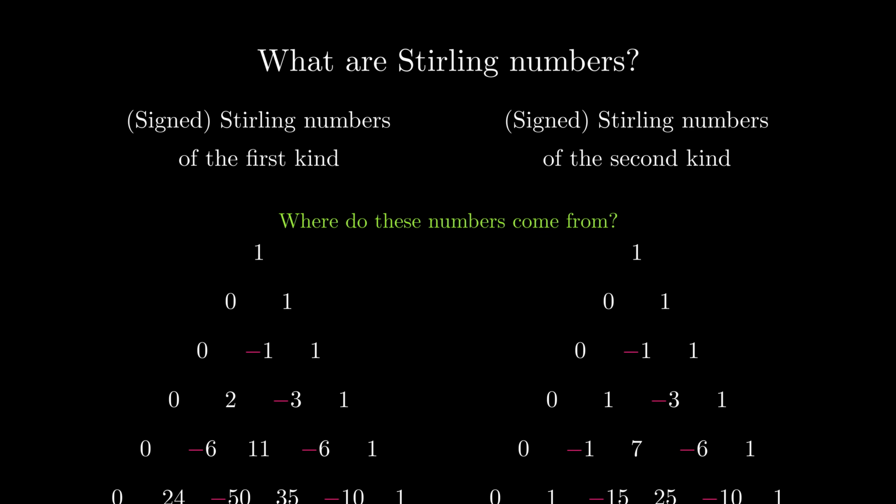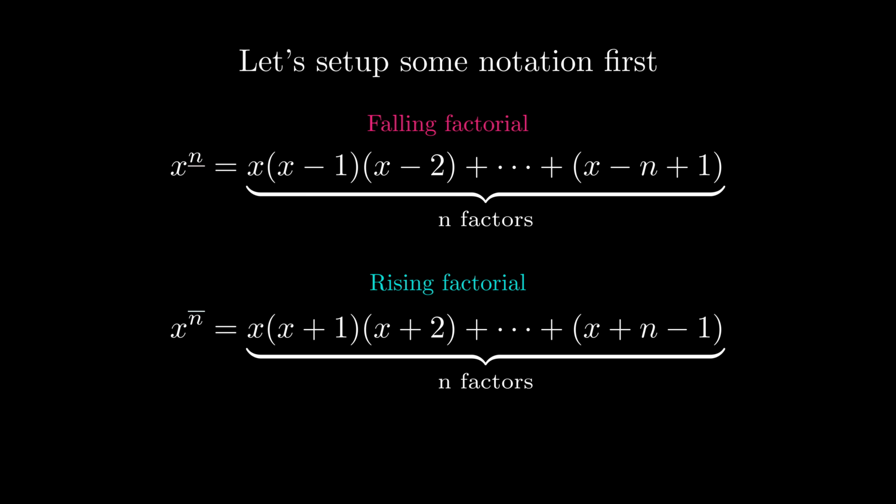But where do these numbers come from? How are they calculated? Why does it matter? They have several equivalent definitions, so let's start with our first one, but it first requires a little bit of terminology. Define the falling and rising factorials as such.